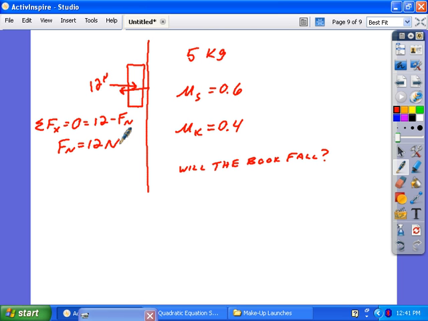Okay? Pretty simple. So what I need to do here is I need to determine whether the force of gravity is going to be larger than the force of friction acting up on the book. So let me start with a free body diagram. Here's my book.